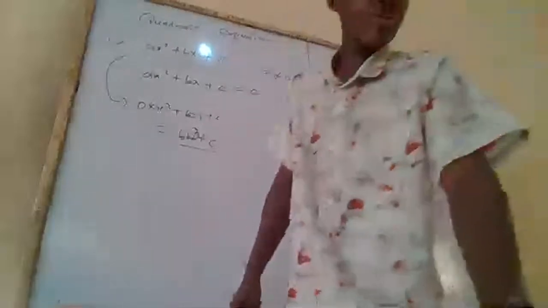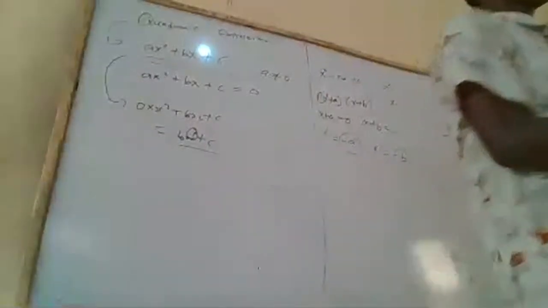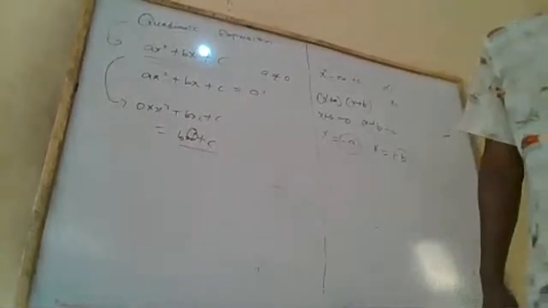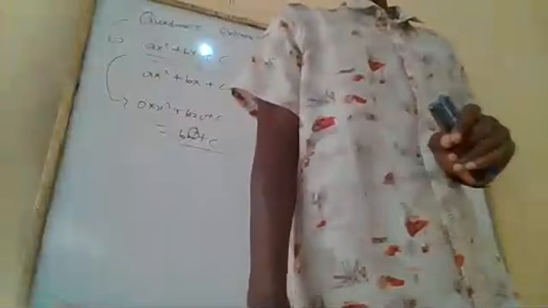Now listen. In factorizing the quadratic equation, are you there? There are two things you need to understand: sum and product. Sum and what? Sum and product.